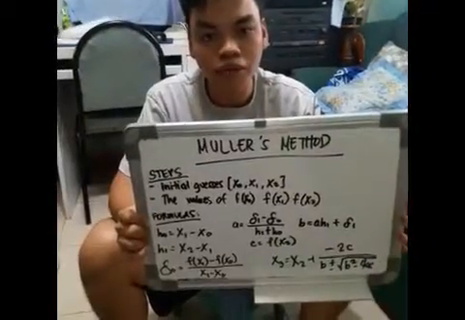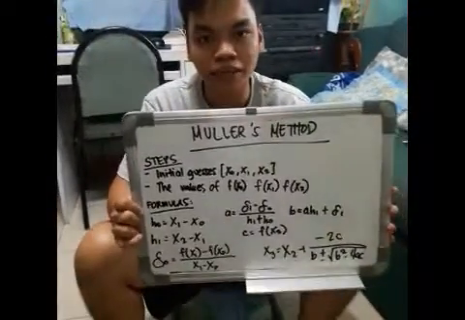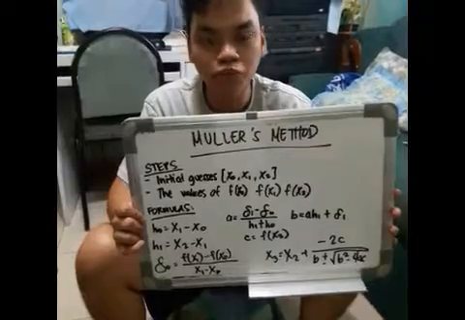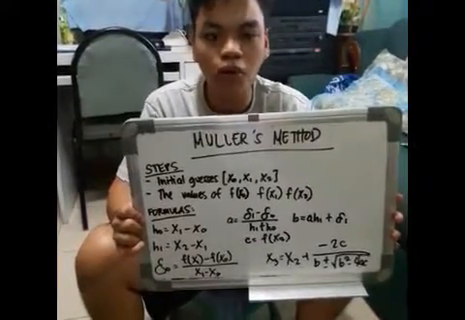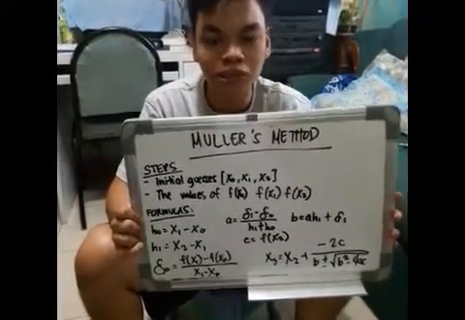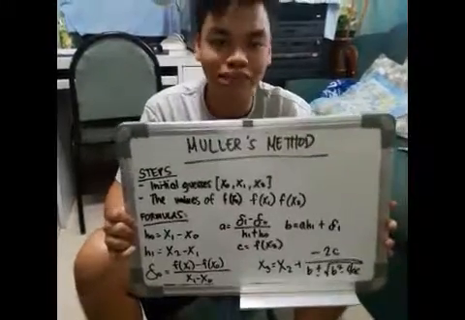And for x sub 3, we have the formula x sub 2 plus negative 2c all over b plus or minus the square root of b squared minus 4ac.